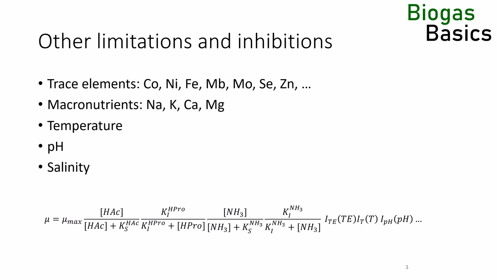Generally, all inhibitions and limitations can be included in the growth formula. Every inhibitor will add an inhibition term to the formula, here written as I. Ideally, the term is 1 and doesn't impact the growth, but even if a single species, for example nickel, is limiting, it will slow down the growth rate.